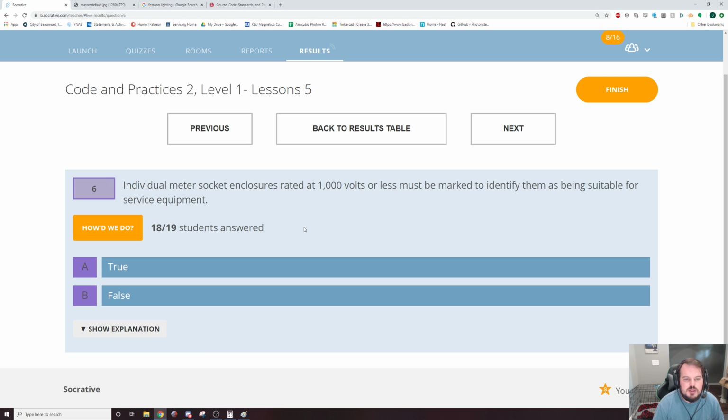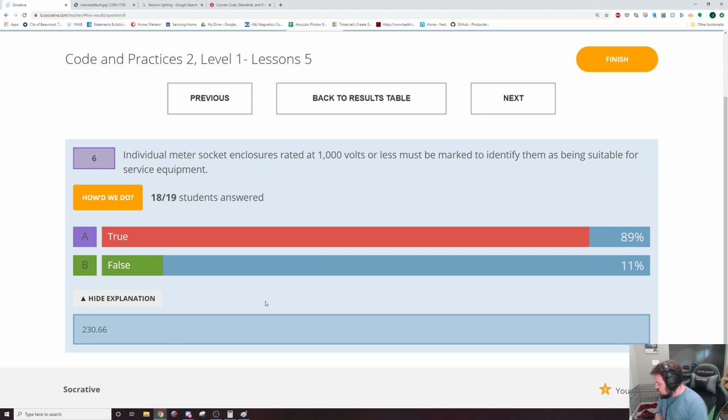Individual meter socket enclosures rated at 1000 volts or less must be marked to identify them as being suitable for service equipment. So 230.66, this would be marking and identification is the keyword here.